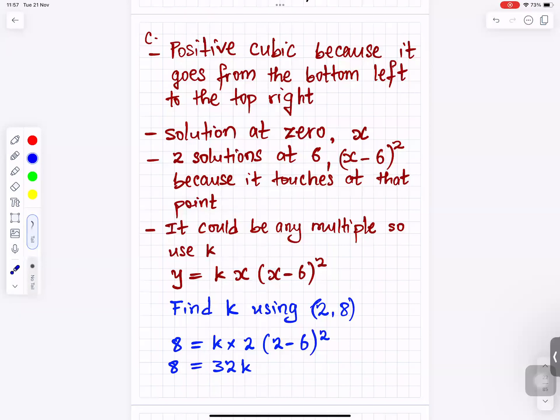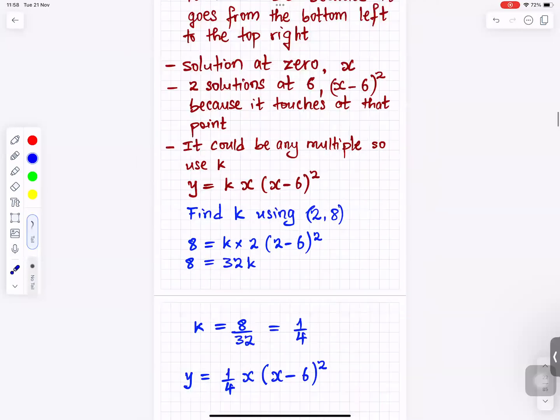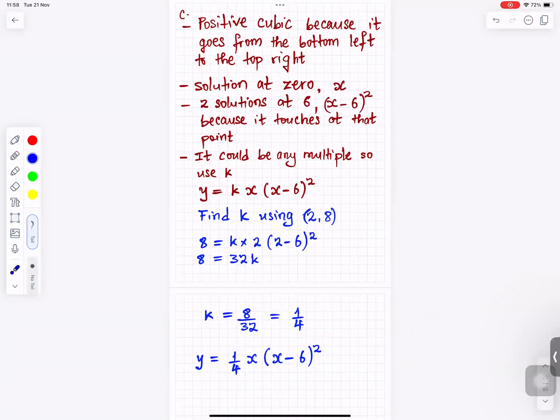And then it could be any multiple. So we just use a multiplier k. So we can write the equation as k times x times x minus 6 squared. The x because it goes through the origin. The x minus 6 squared because it touches at 6 twice. Now we want to find the value for k. We use that maximum point 2, 8. Sub in 8 for y and 2 for x. And we simplify this, we'll get 32. So k is 8 over 32, which is 1/4. So this is the equation for that curve.